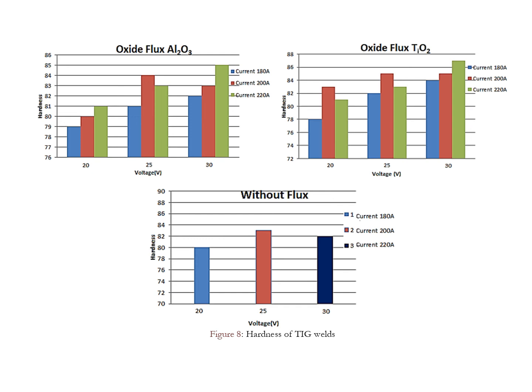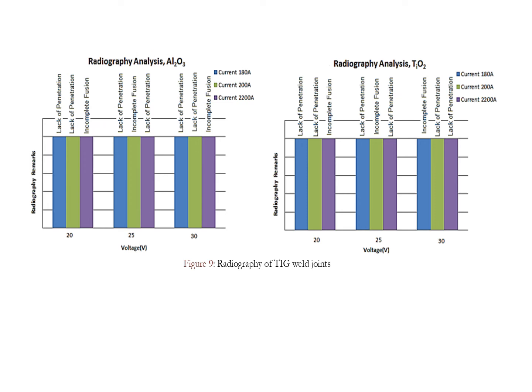The experimental results for the hardness of the TIG welds with and without flux are shown in the given figure. The findings reveal that the oxide flux had no discernible effect on the hardness of the stainless steel weld. With both oxides, Al2O3 and TiO2, the radiography investigations reveal the lack of penetration and insufficient fusion in TIG weld joints, as illustrated in the given figure.